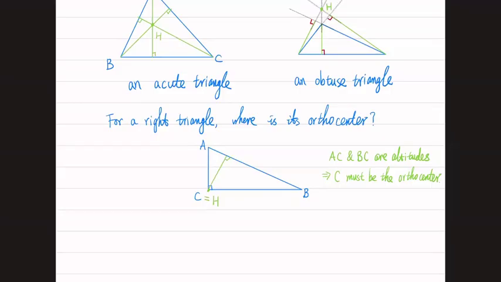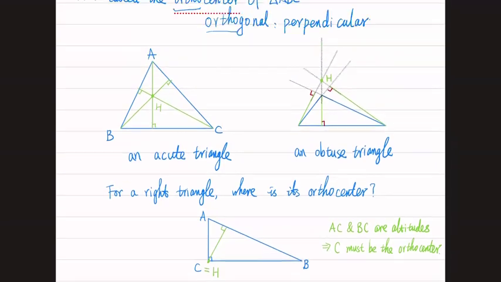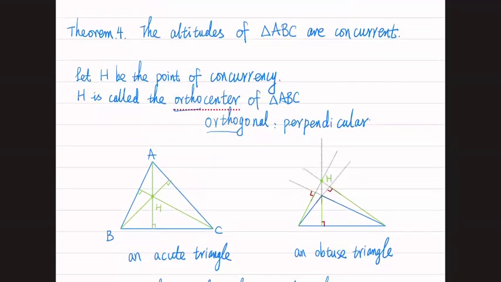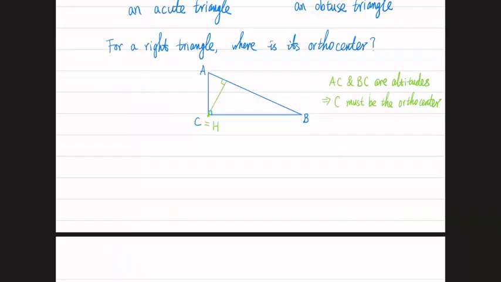As you can see from our definition, the orthocenter is the point of concurrency of the altitudes. Now, one altitude, second altitude, third altitude, they all go through the vertex C. So C is the orthocenter.